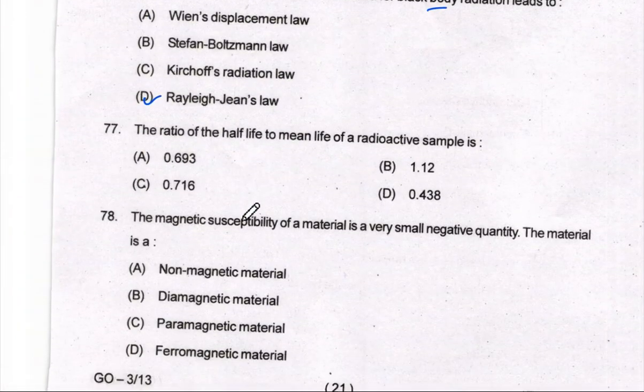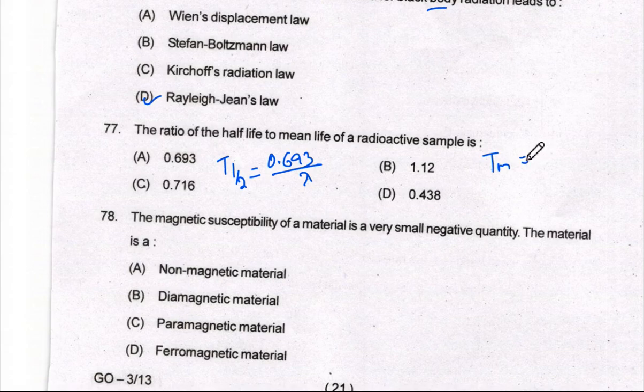Okay, the next question, the ratio of half life to the mean life. So half life T half formula is 0.693 divided by lambda. Again, mean life T mean is equal to 1 by lambda. So if I divide these, I'll get directly T half divided by T mean equal to 0.693. So which is option A. 77, option A.